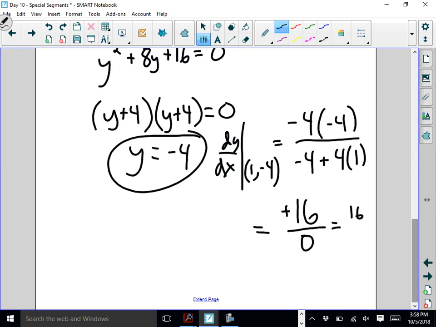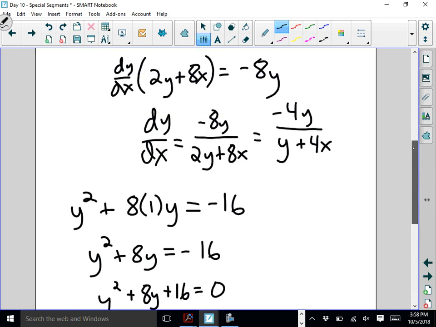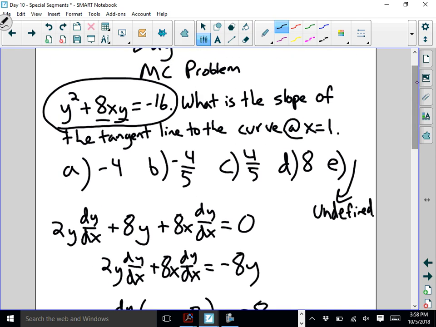Well, let's go back to the choices. My choices were -4, -4/5, 4/5, 8, and undefined. Well, I know that anytime I take a number and divide by 0, that is undefined, so the correct answer choice here is E, undefined.